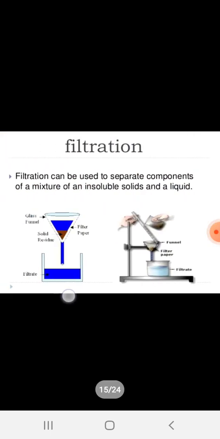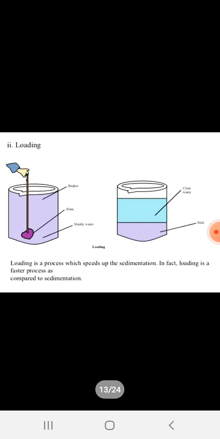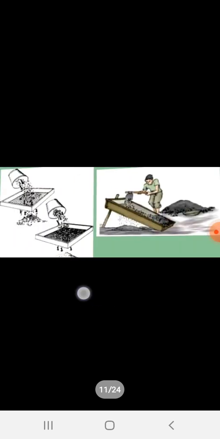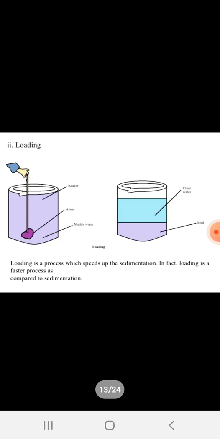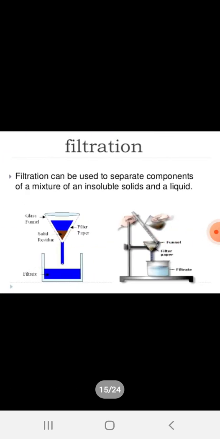Now I hope all the 5 methods are clear to everyone, that you can separate insoluble solid from liquid by the process of sedimentation, decantation, and filtration. And also we discussed methods where we can separate soluble solid from liquids. The solids that are soluble in water are also separated by the process of evaporation and condensation.